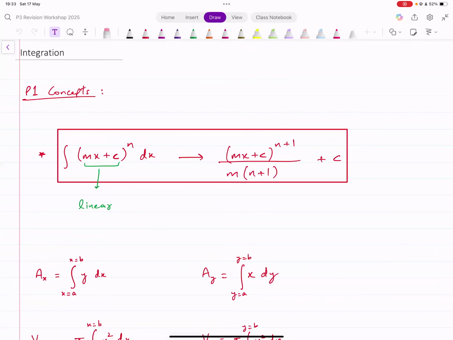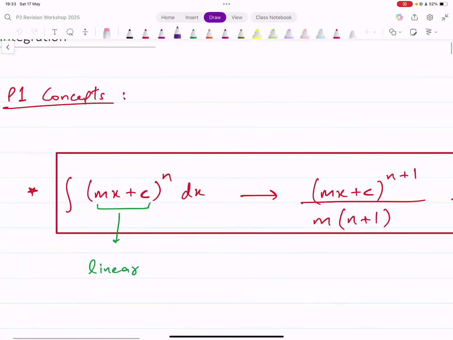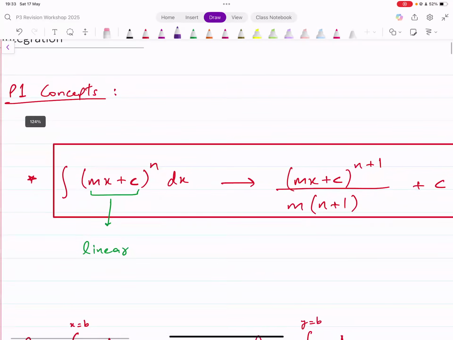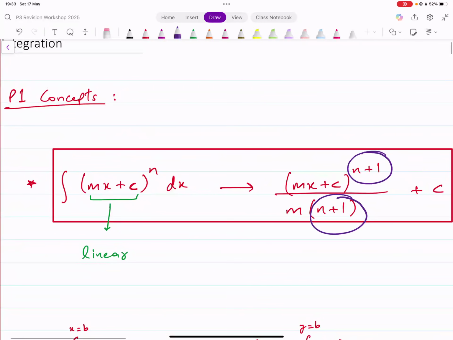All right, so the next topic is integration. Integration is part of paper one as well, and there are some concepts that we need to know about integration from P1. For instance, how to integrate expressions like this, mx plus c whole raised to power n. We could use the power rule of integration for this. We add 1 to the power, divide by the new power, and also divide by the derivative of the base, right?